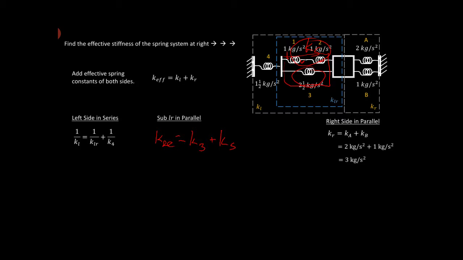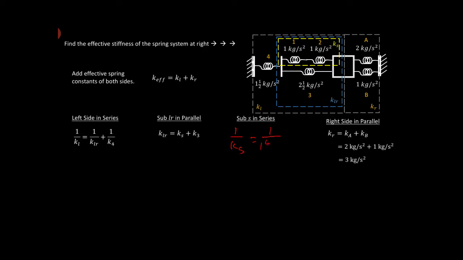So you notice what I'm doing here is things that don't have interior dependencies. I'm doing those first, and then I'm doing things more and more towards the inside. So that's all we need for that part. Now we have to figure out this part. Well, these are in series, so that means that 1 over KS that we're looking for here is equal to 1 over 1 kilograms per second squared plus 1 over 1 kilograms per second squared.